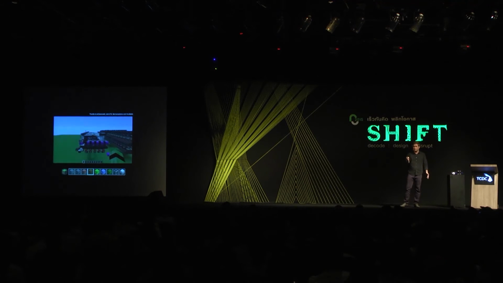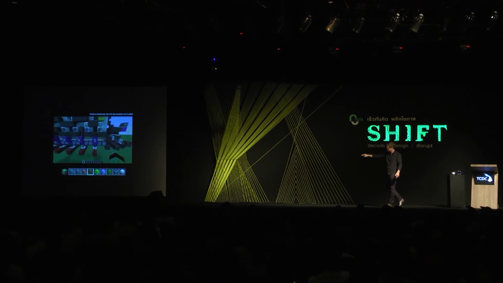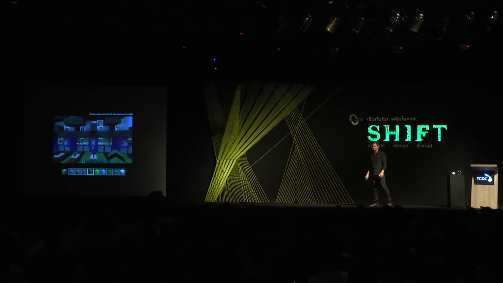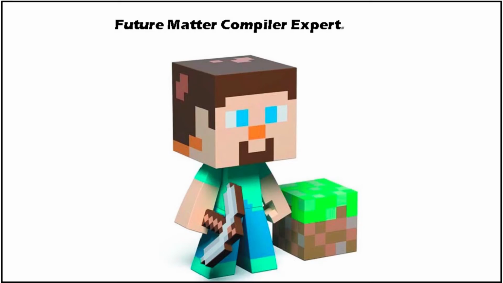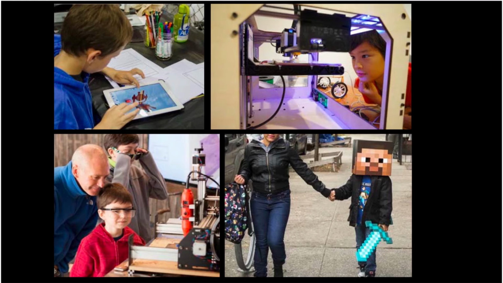There's hundreds of millions of people playing this game. Most of them are this size or smaller. And they're good at it. They're a lot better. My nephews and nieces are much better at this than I am, and I'm like a professionally trained architect. It takes me forever to do anything in there. So this is our future matter compiler expert. His name is Steve. And fortunately for us, the people controlling Steve are pretty awesome.